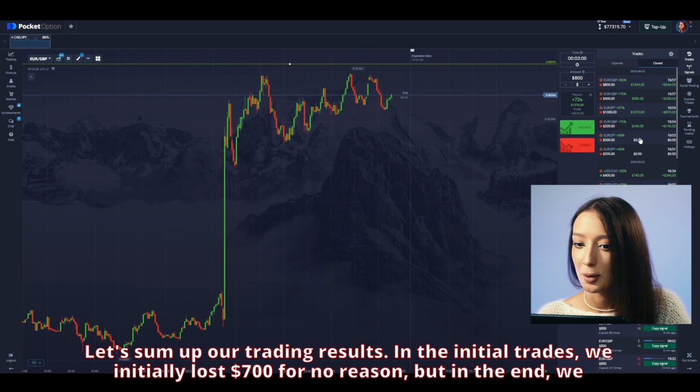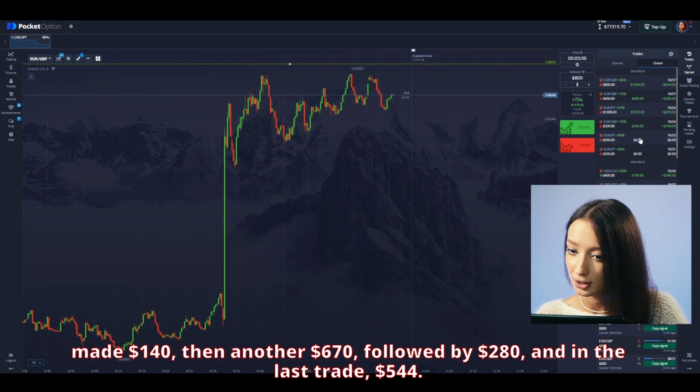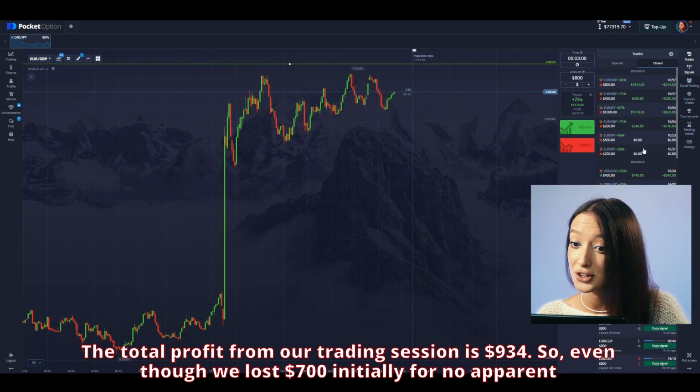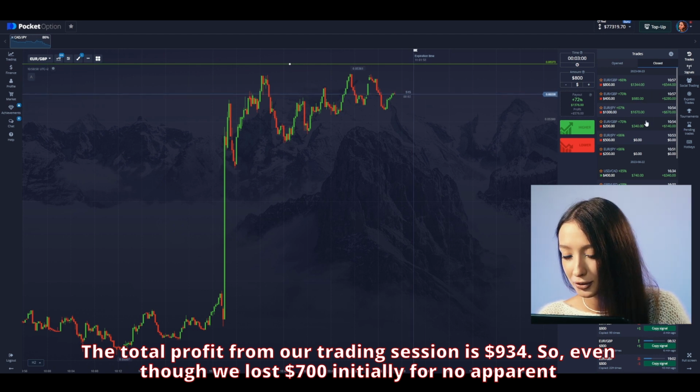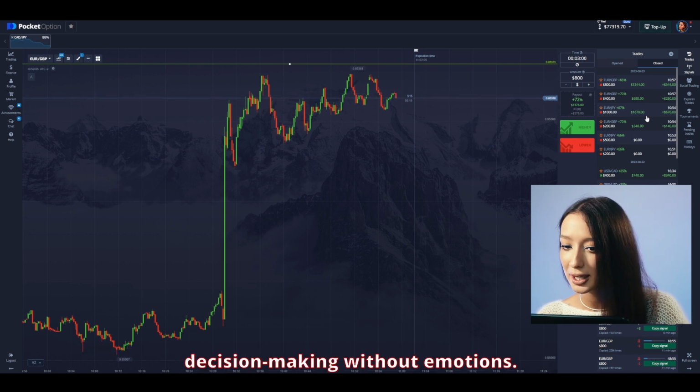So, let's sum up our trading results. In the initial trades, we lost $700 for no apparent reason. But in the end, we made $140, then another $670, followed by $280, and in the last trade, $544. So the total profit from our trading session is $934. So even though we lost $700 initially for no apparent reason, we ended up with a $900 profit. That's the power of proper money management and making decisions without emotion.